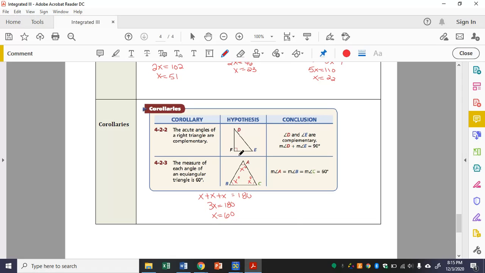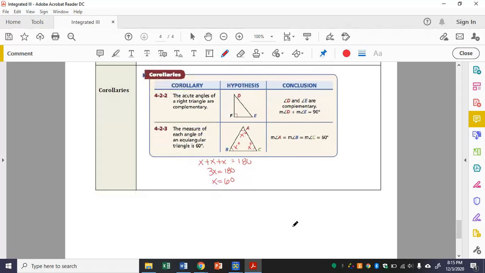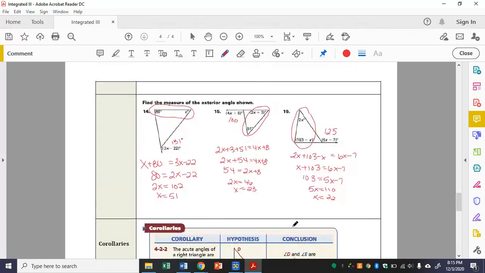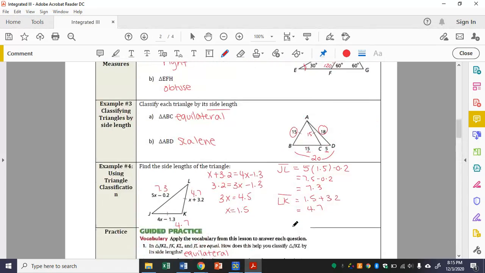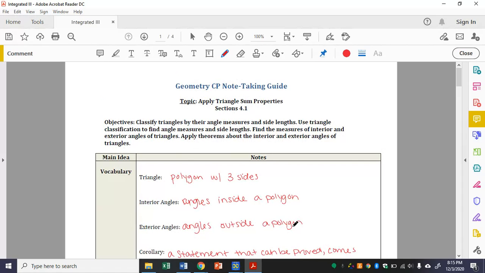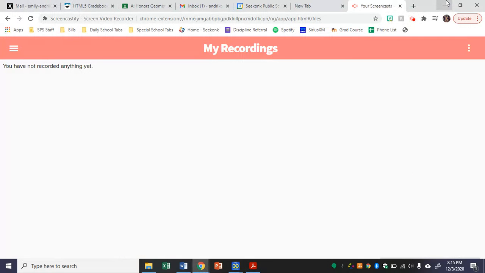Okay, and that is it for these notes for section 4.1. If you guys have finished these notes before class is up, go ahead and get started on the worksheet that is in your packet on 4.1.